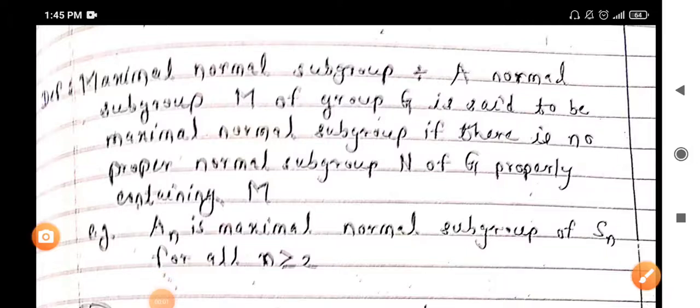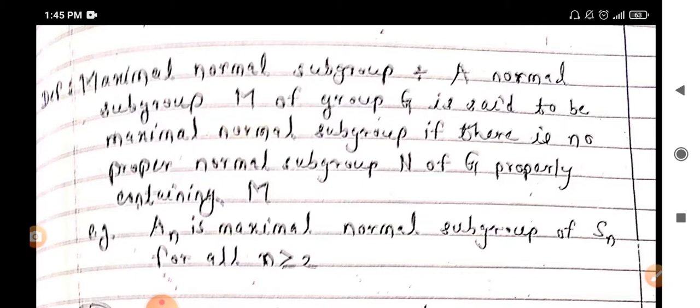Let us see the last definition of group theory, that is maximal normal subgroup. First we see the definition. A normal subgroup M of a group G is said to be a maximal normal subgroup if there is no proper normal subgroup N of group G which is properly contained in M.